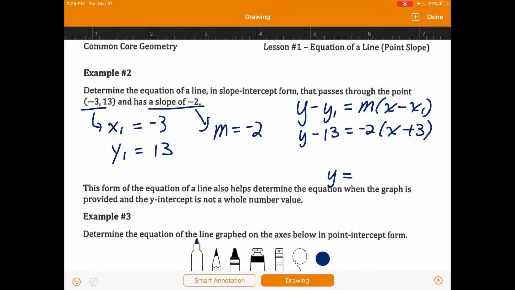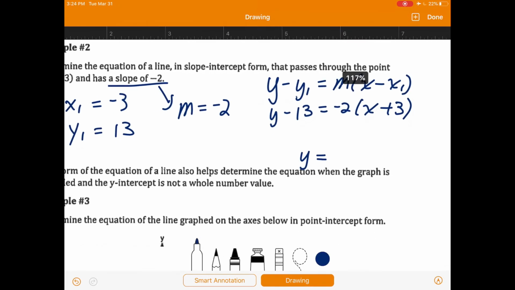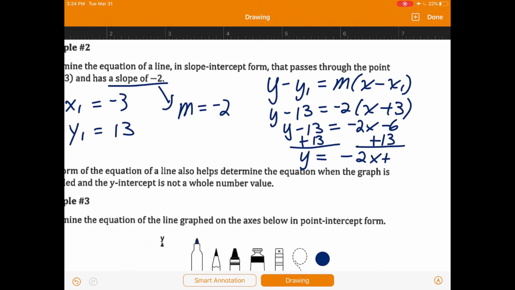Okay, again, we've got minus a negative here. Minus a -3 is the same thing as +3. And we're going to distribute the -2. And then add the 13 over. And this is what we're going to get for our answer. So you should have y equals -2x plus 7.